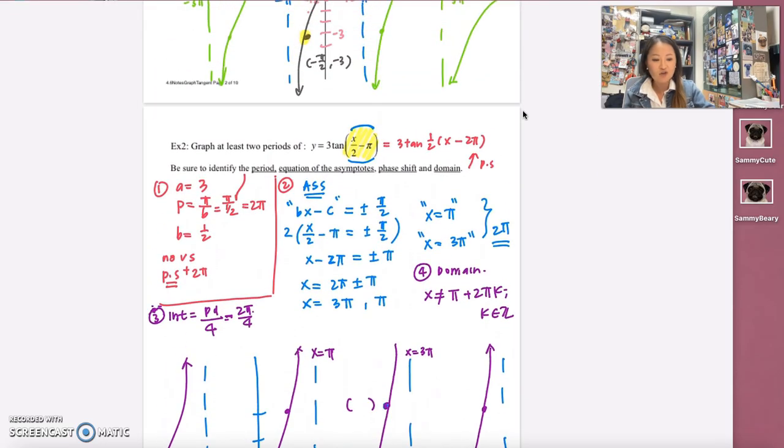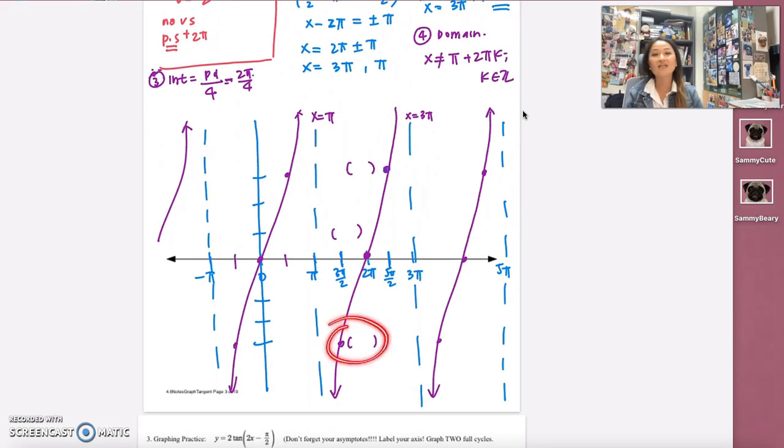Let's check, okay? 3 pi over 2. What's 3 pi over 2 divided by 2? 3 pi over 4. What's 3 pi over 4 minus pi? That's negative pi over 4. Tangent of negative pi over 4 is negative 1, times 3 is negative 3. And that's why this guy is negative 3.